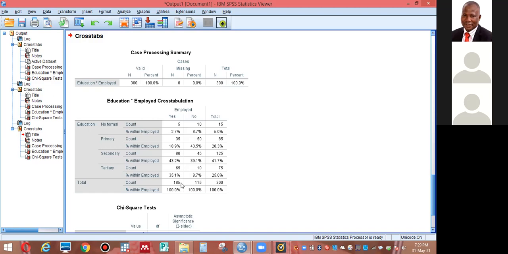What can you say about it now? Look at the percentages there. Which group will you say has the highest employment rate? It's still the tertiary. How do you know? How does it show here? Okay, sorry, it is the secondary. The secondary has the highest employment rate because it has 43.2%, followed by the tertiary, which is 35.1%.